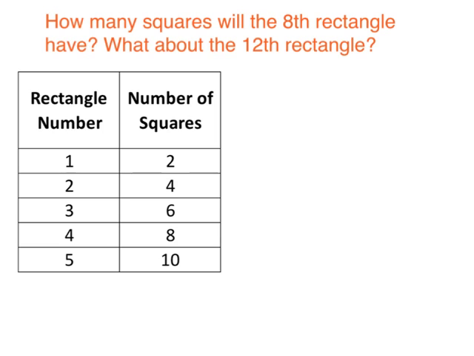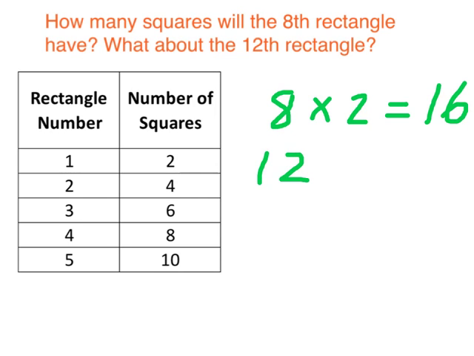So you could use either pattern rule that we came up with a few seconds ago. You could skip count by 2 and keep going to the 8th and the 12th rectangle, or you can simply take the rectangle number and multiply it by 2. That's what we'll try here. So we'll take rectangle number 8, we'll multiply it by 2, and we get 16. And then we'll take rectangle number 12 and multiply it by 2 to get 24.